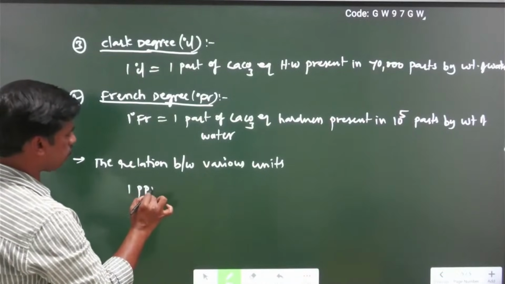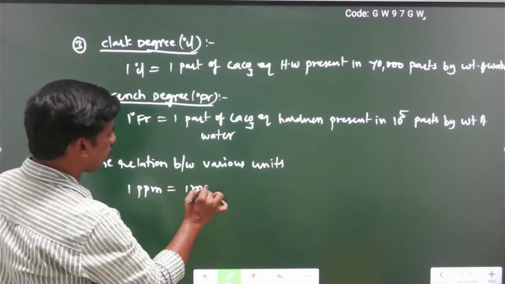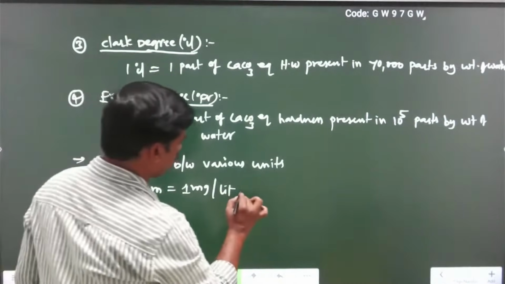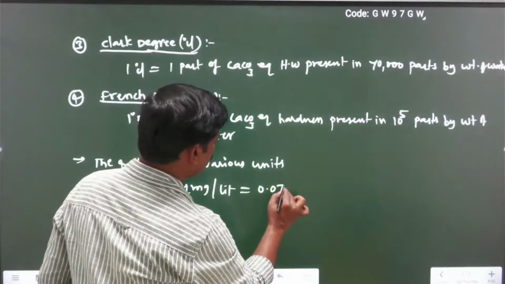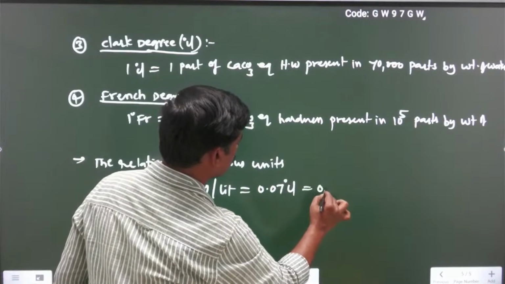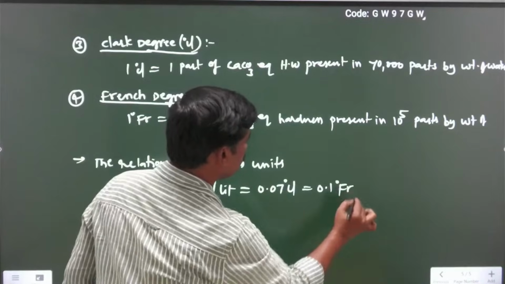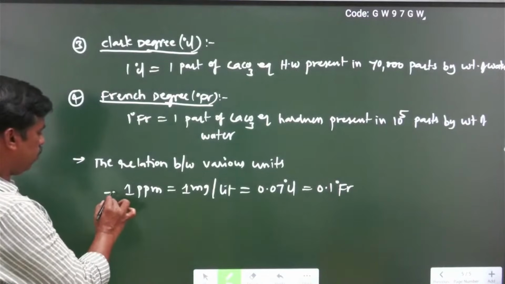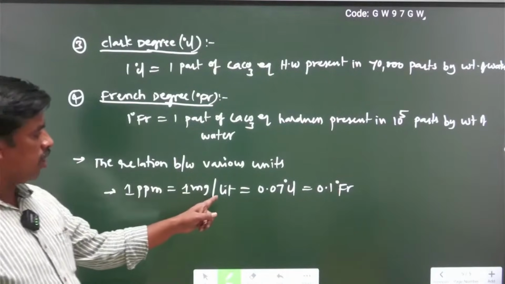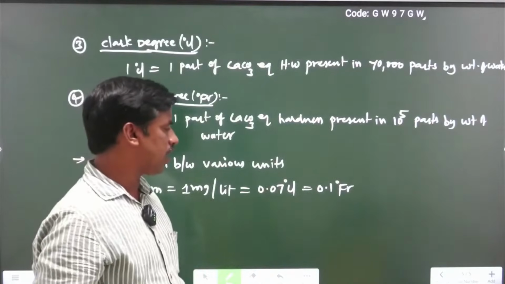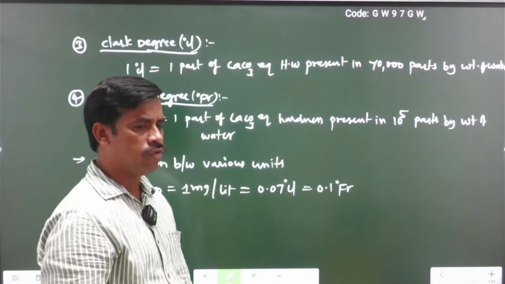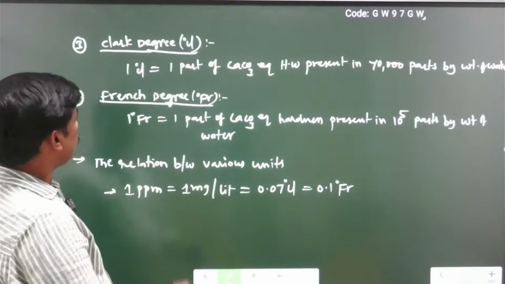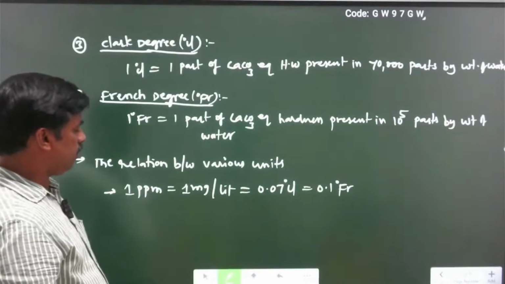1 ppm is equal to 1 milligram per liter, which is equal to 0.07 degree Clark, which is equal to 0.1 degree French. This is the basic relation between these 4 units. What is the relation? 1 ppm equals 1 milligram per liter equals 0.07 degree Clark equals 0.1 degree French.